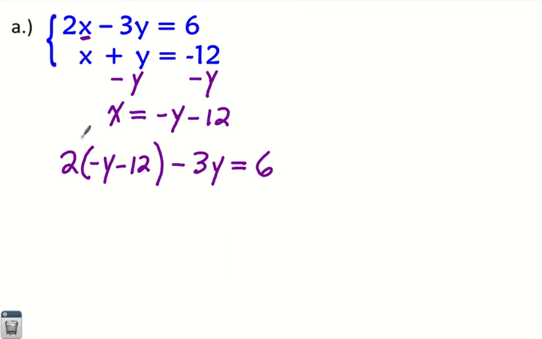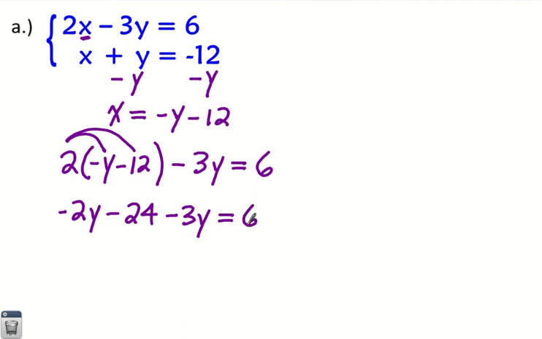So I distribute, and I get negative 2y minus 24 minus 3y equals 6. And so these two terms will combine to be negative 5y. See, now I'm just in solving for y mode. Ever since this step finished, I now just find myself in, let's solve for that y variable.